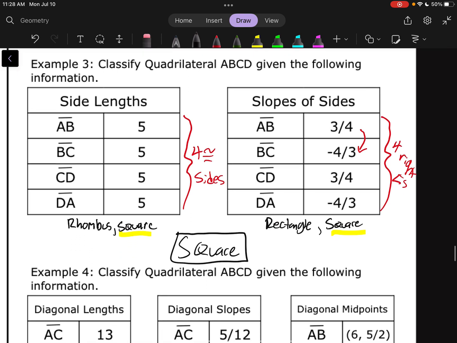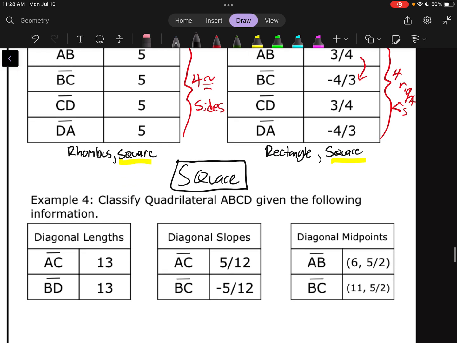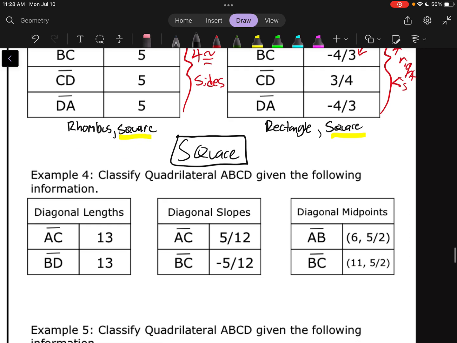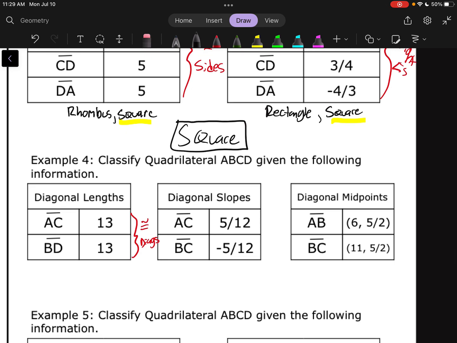Okay, let's look at this one. So this one's done it according to the diagonals. So we can see on step 1 that we do have congruent diagonals. I'll just say congruent diags. Now, which quadrilaterals have congruent diagonals? Well, there's 3 of them. There is the isosceles trapezoid. There's the rectangle. And there's the square.